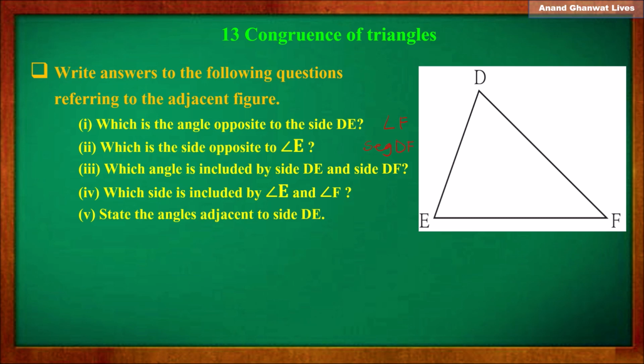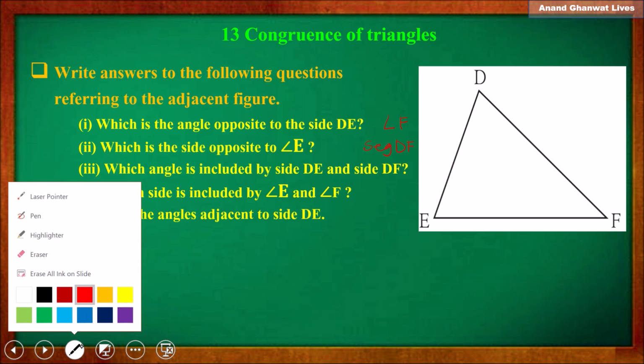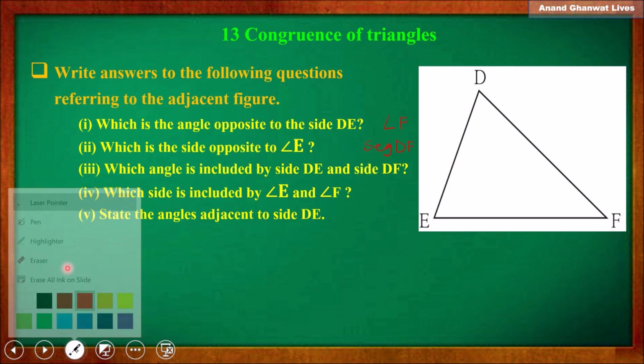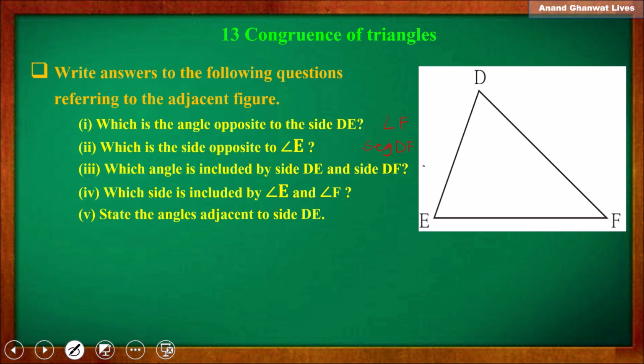Next, which angle is included by sides DE and DF? Side DE is here and side DF is here, and with the two sides the angle D is included here. So angle D is the answer here.